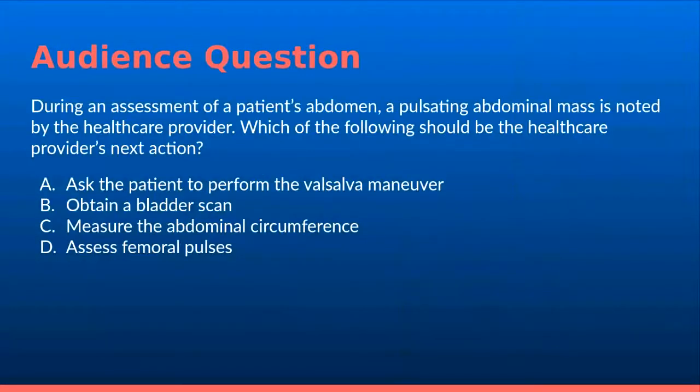Okay, so there's a question for you guys. During an assessment of a patient's abdomen, a pulsating abdominal mass is noted by the healthcare provider. Which of the following should be the healthcare provider's next action? A. Ask the patient to perform the Valsalva maneuver. B. Obtain a bladder scan. C. Measure the abdominal circumference. Or D. Assess femoral pulses.